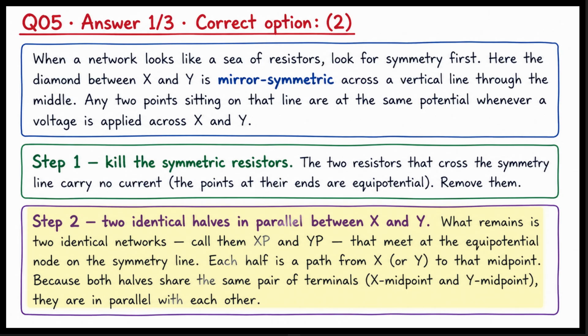Step 2, identical halves in parallel between X and Y. What remains is 2 identical networks that meet at the equipotential node on the symmetry line. Each half is a path from X or Y to that midpoint. Because both halves share the same pair of terminals, X to midpoint and Y to midpoint, they are in parallel with each other. Let me show you the diagram that walks this reduction panel by panel, and then we'll carry the arithmetic to the end.